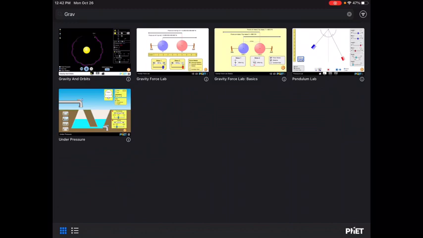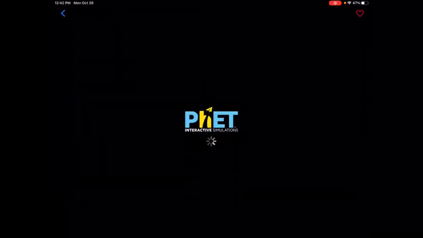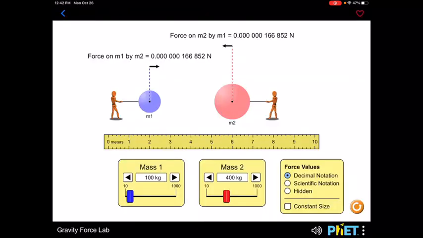All right, so the next step is you have to go into PhET. You need to find the gravity force lab. We're using the one that is not the basics one. It's just the gravity force lab. It's the one with the white background. So we need to open that up.